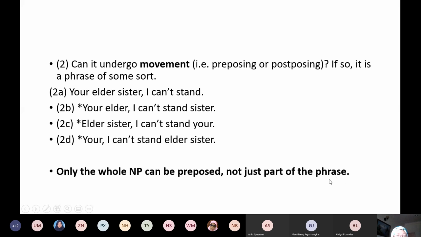So this is another test that we can do. That if you can prepose the whole thing to the front, then it's a constituent because it can undergo movement. However, if you move something and the sentence results in an ungrammatical sentence, then something is wrong. That means maybe you've only moved some of it. You didn't move the whole thing. So this is one test that we can do lah.